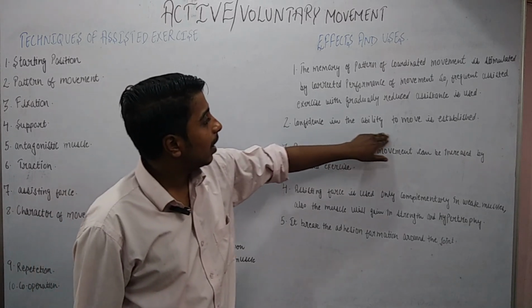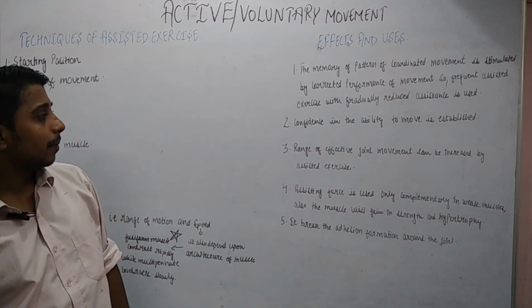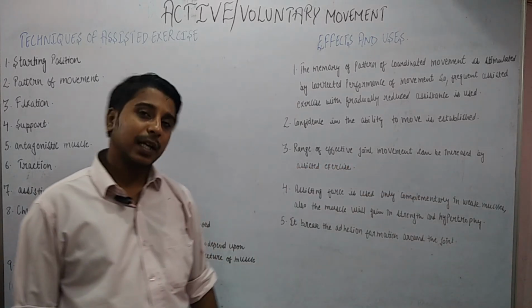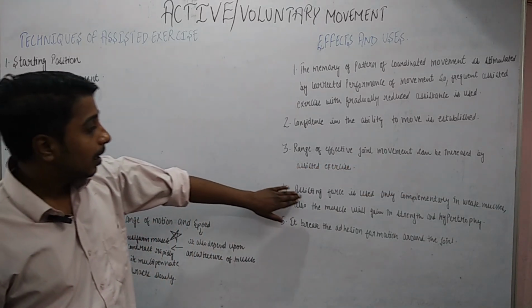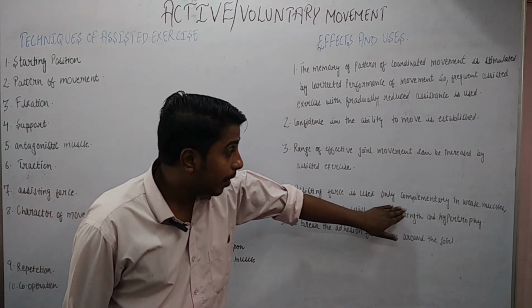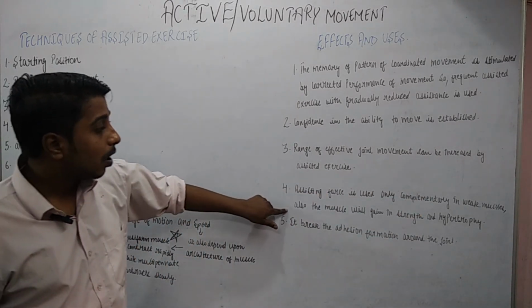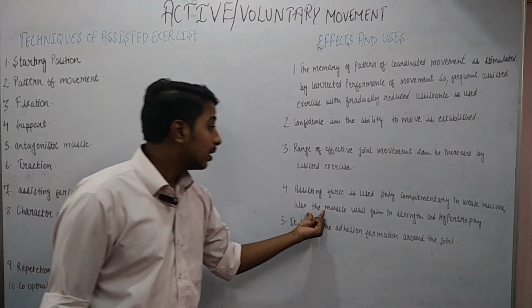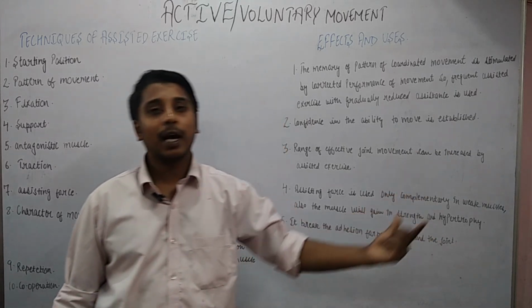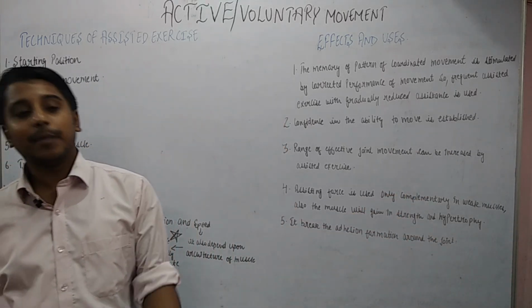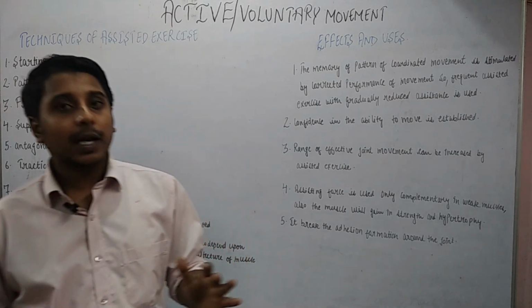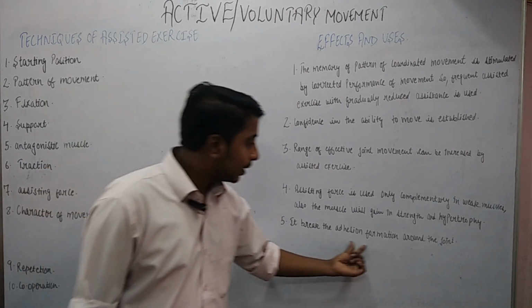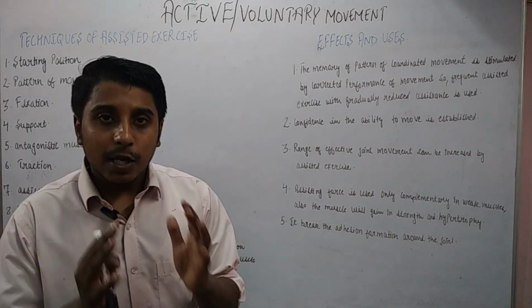Then confidence in the ability to move is established. Then the range of effective joint movement can be increased by assisted exercise. Then the assisting force is used only as a complement in weak muscle. Also the muscle gains strength and hypertrophy, so that the movement can occur voluntarily without any kind of assistance. And the last point is, it can also help to break the adhesions which are formed around the joint.